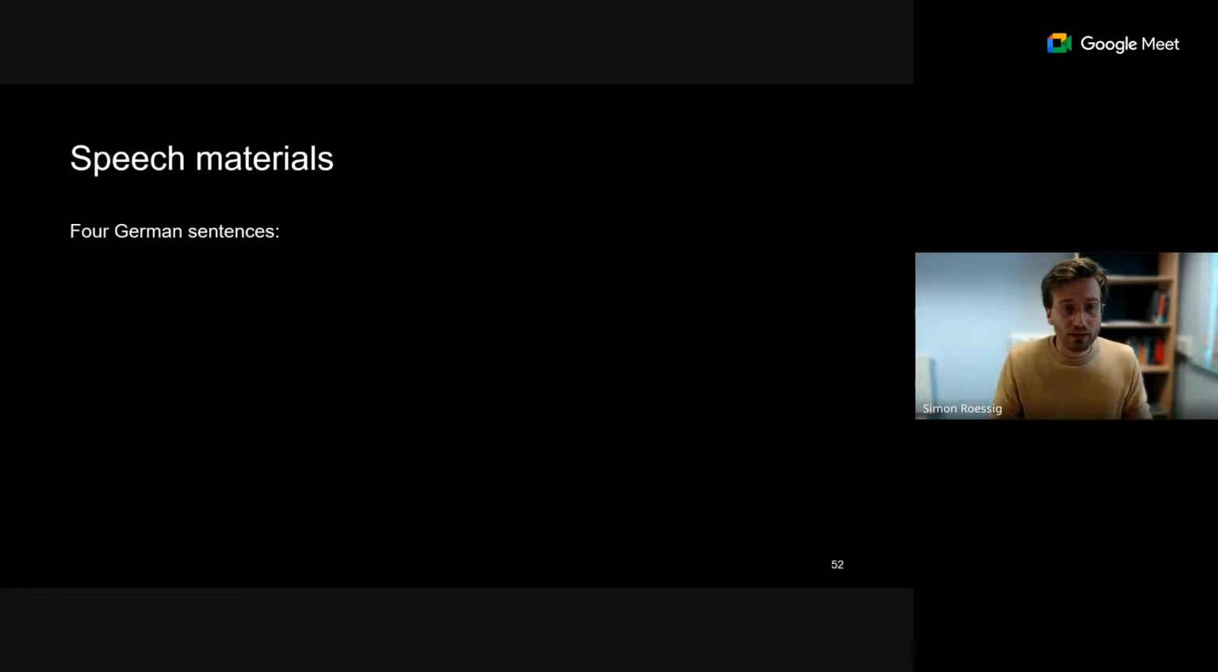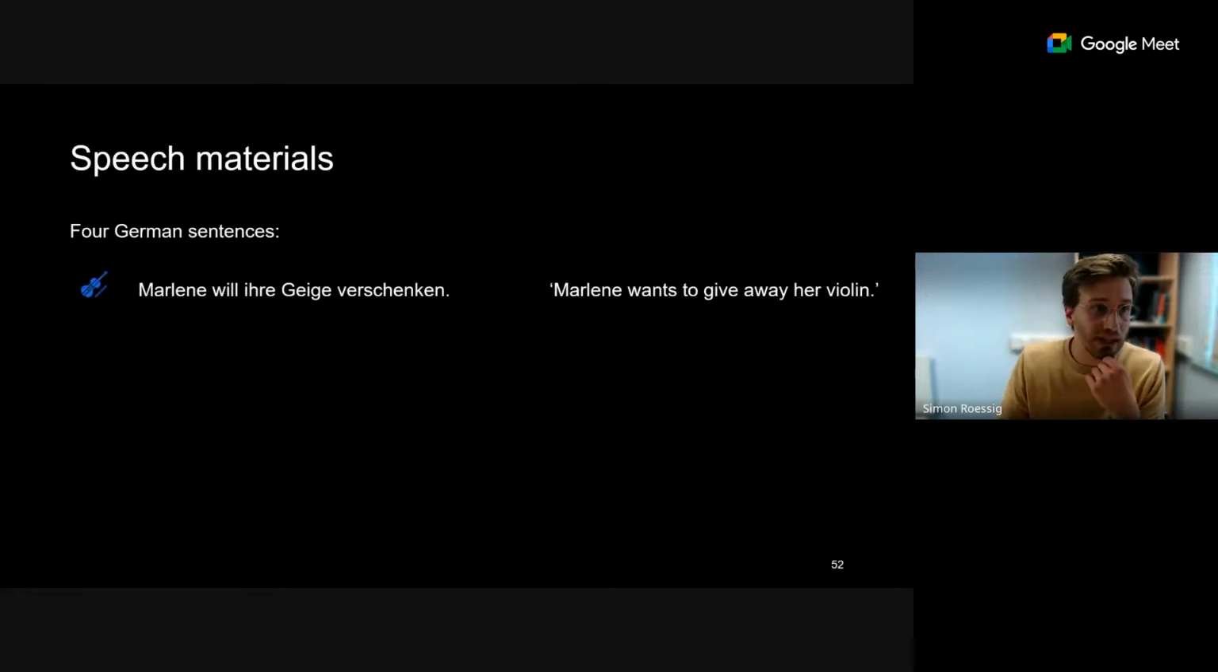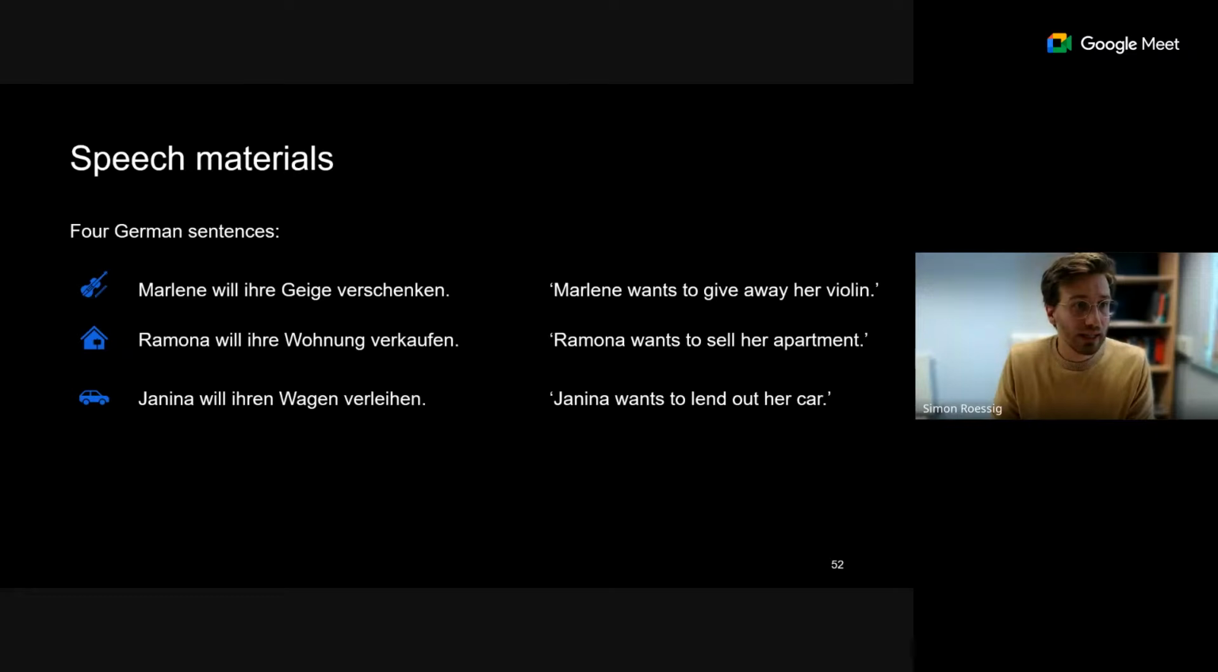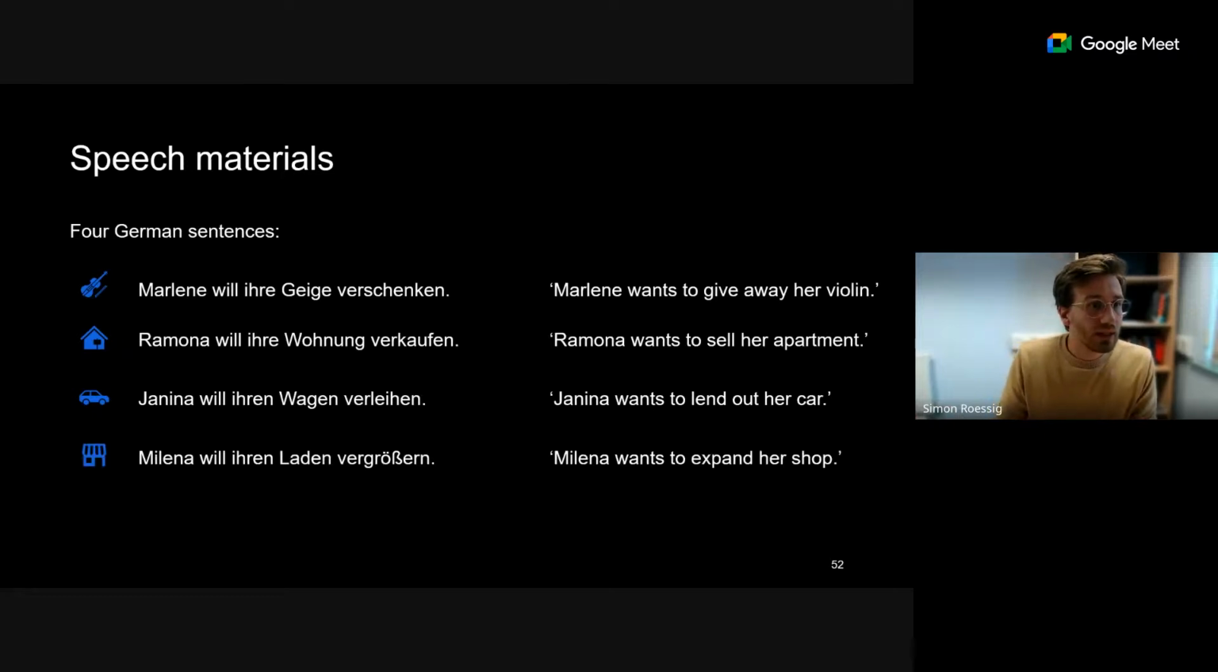And as base material, 4 German sentences were used. One was, Marlene will ihre Geige verschenken. Marlene wants to give away her violin. The other was, Ramona will ihre Wohnung verkaufen. Ramona wants to sell her apartment. Janina will ihren Wagen verleihen. Janina wants to lend out a car or borrow it to someone. Milena will ihren Laden vergrößern. Milena wants to expand her shop.